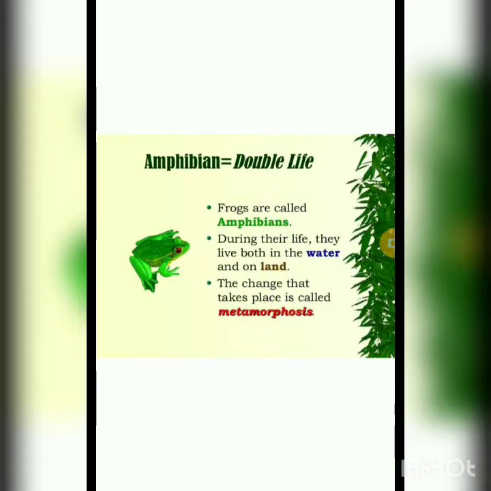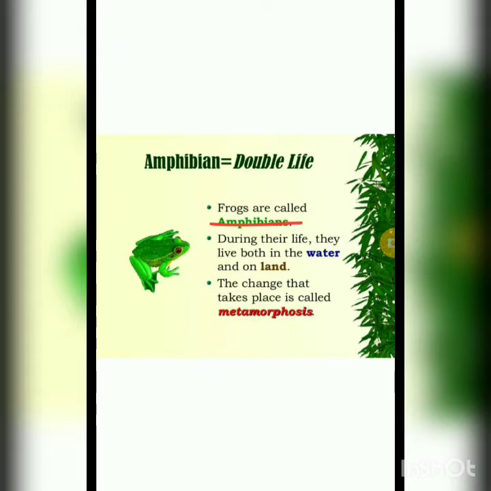This is the slide which begins with the topic life cycle of a frog. See, frog. Frog कैसा animal है? Frog is an egg laying animal. Egg laying, जो कि egg lay करते हैं. ठीक है, so frog is an egg laying animal. And frogs are called amphibians.